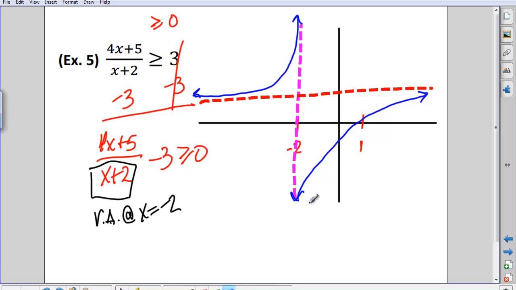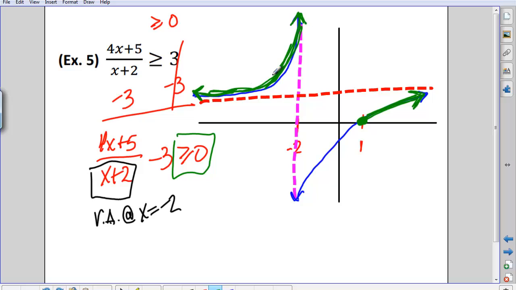What we need to identify is where this graph is above or equal to the x-axis. So we do have an x-intercept right here that we will include because of the equal to part. And where are we above the x-axis? Well, this whole piece right here is above the x-axis, and also this entire left branch of our graph, this whole thing, is also above the x-axis.